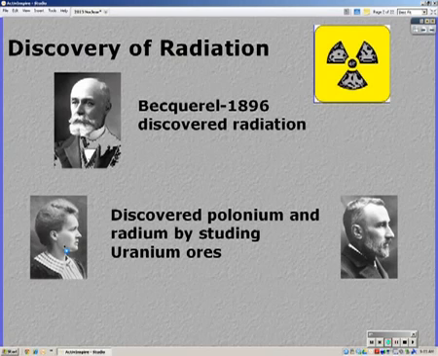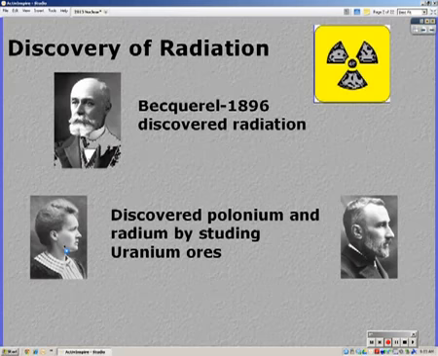Marie and Pierre Curie discovered polonium and radium by studying uranium ores. They both received a Nobel Prize for this.